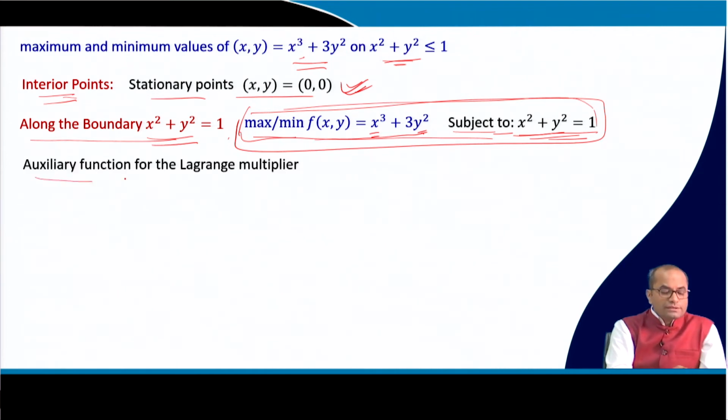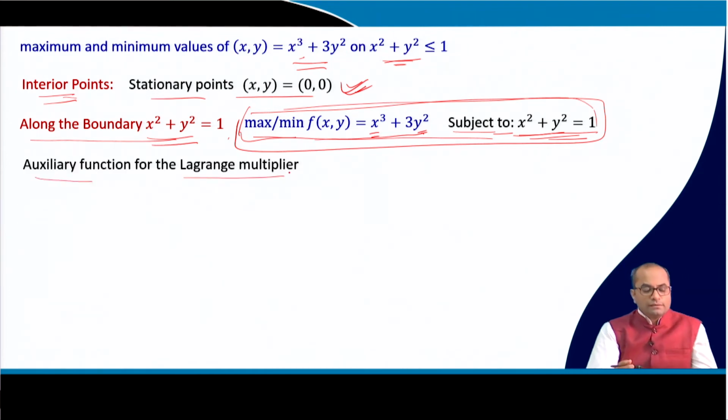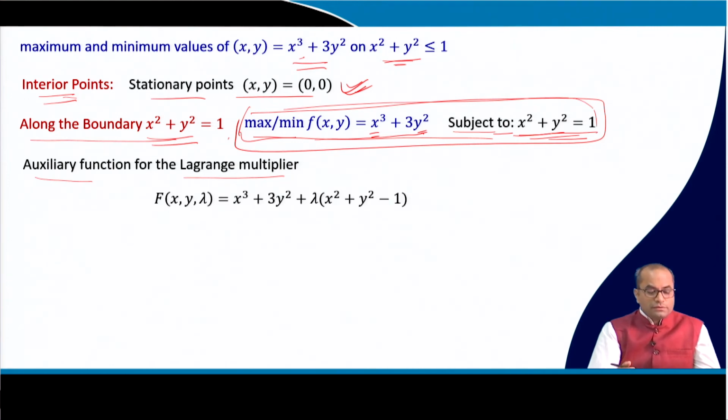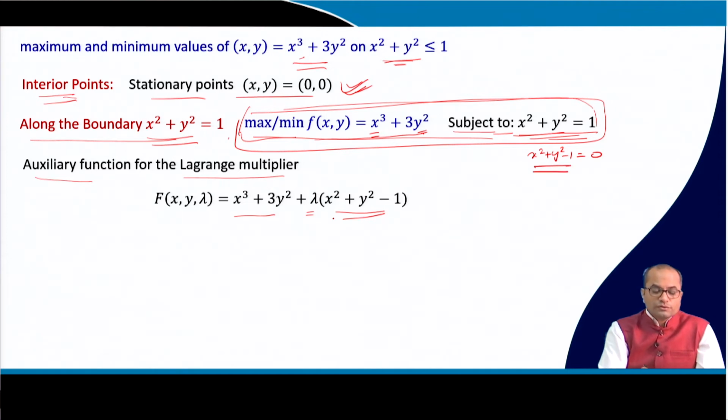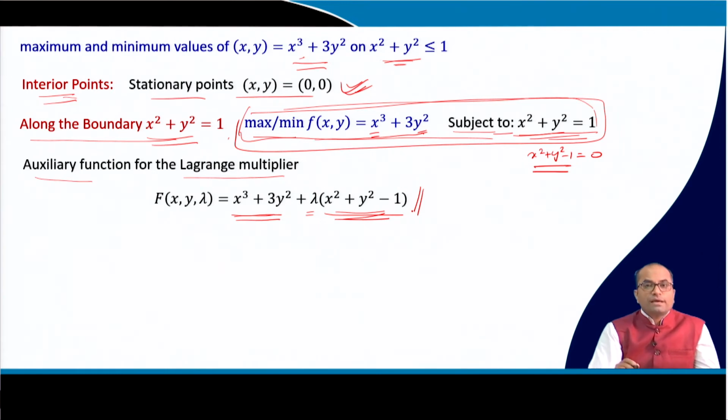So, the auxiliary function for the Lagrange multiplier we can formulate as x cube plus 3y square plus lambda times the constraint, that is x square plus y square minus 1 is equal to 0. So, that is the constraint x square plus y square minus 1, and we have here the function x cube plus 3y square. And now, we will find the critical points of this F(x, y, lambda).